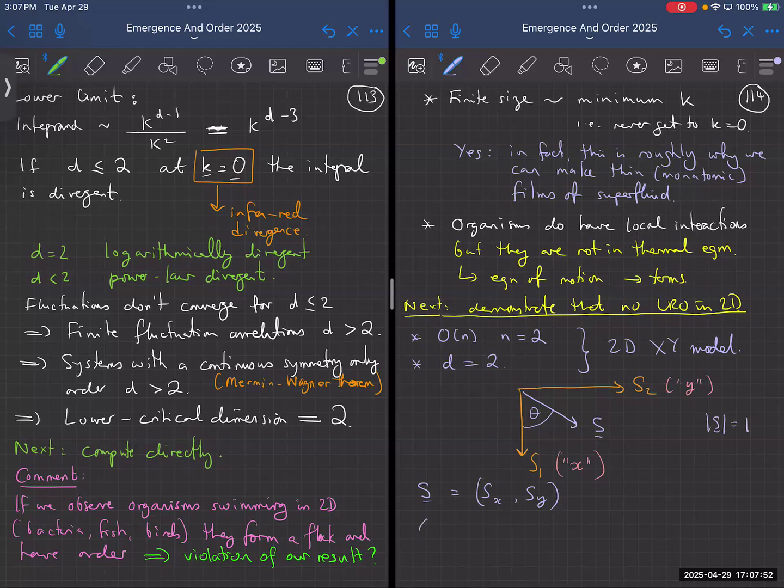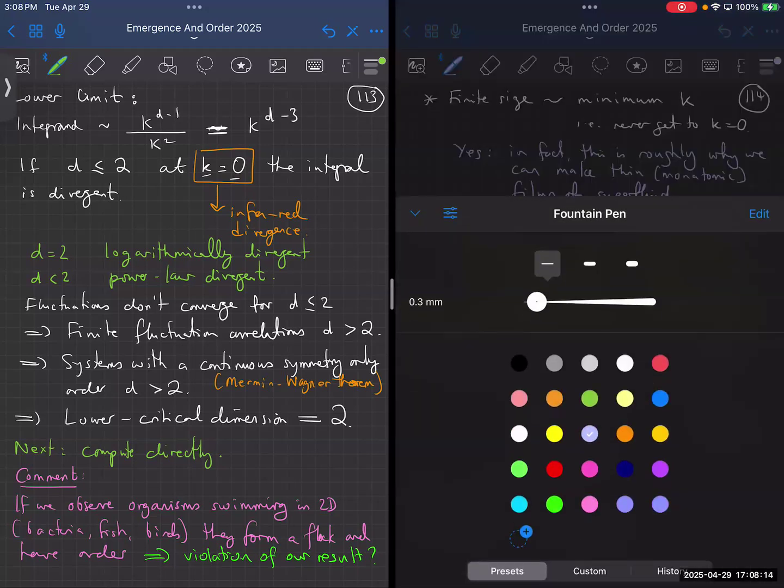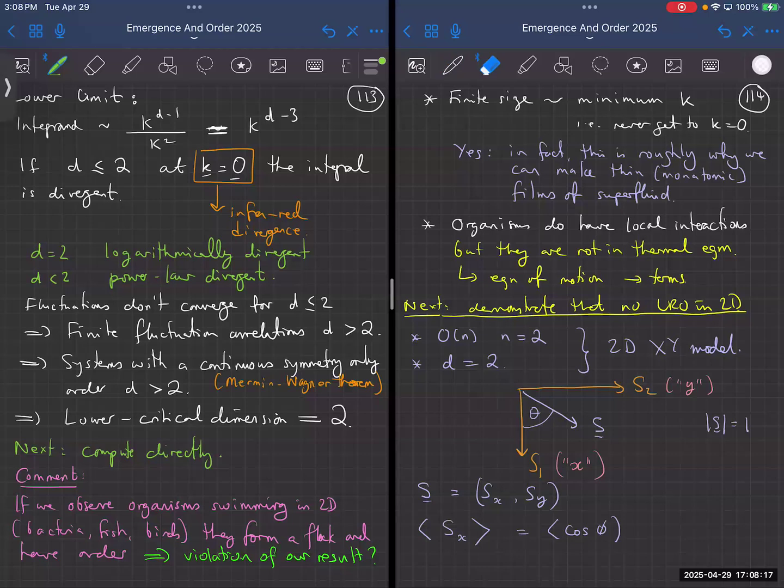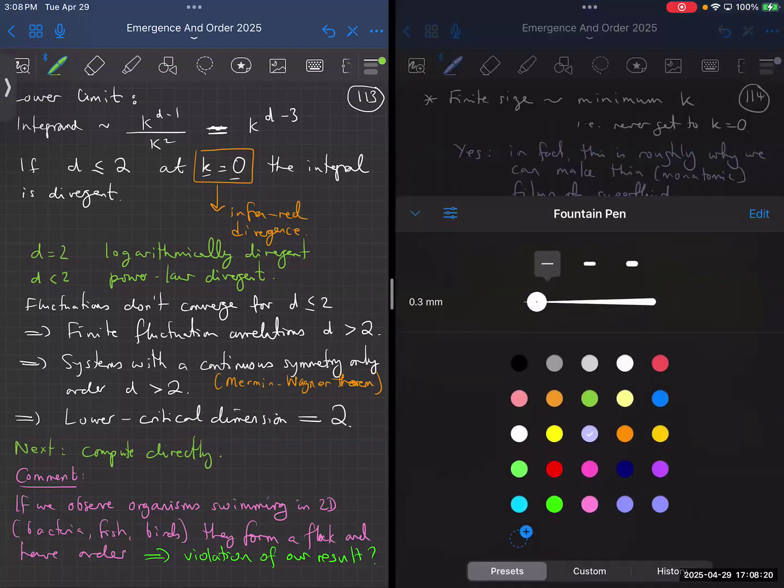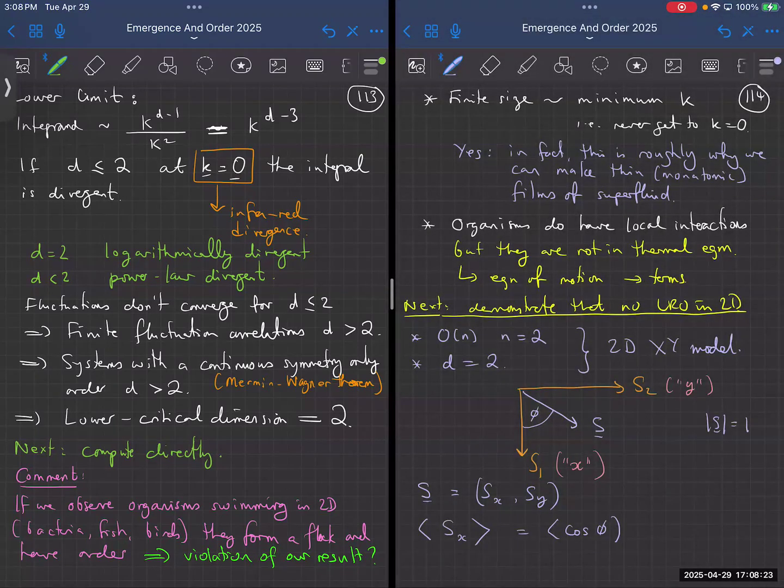So I propose to compute the X component of S. So I'm going to compute the expectation of SX. And SX is just the expectation value of cosine phi. What's phi here? Phi is this angle. Okay, I call this theta, but I meant phi. Okay, so I'm going to compute the expectation value of that angle. And so that's the thing we want to compute.